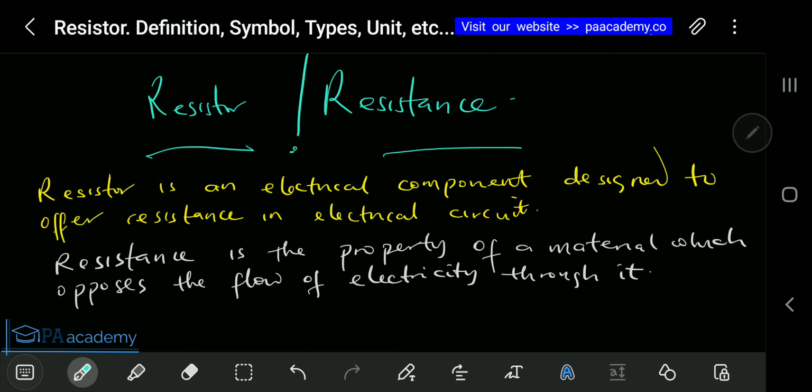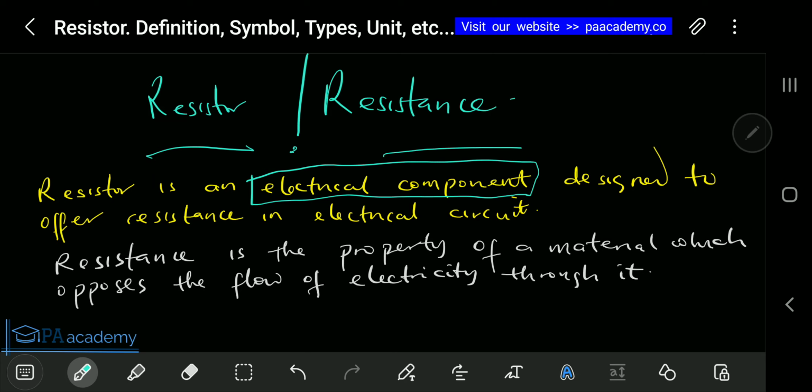A resistor is an electrical component. That's the key thing you need to take note of: it's the physical component that you can see, touch, and pick. You might be in the lab and be told to go and bring a resistor. It's the physical component. But resistance is a property of the material which opposes the flow of electricity through it. So the property of that resistor itself is what we refer to as resistance.